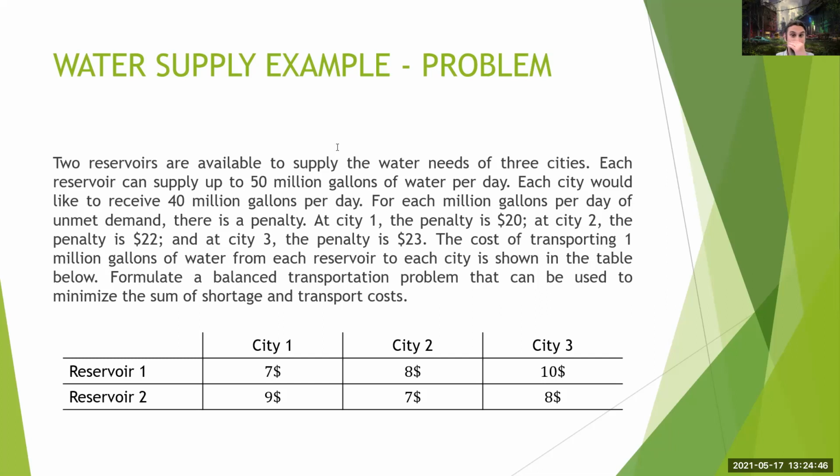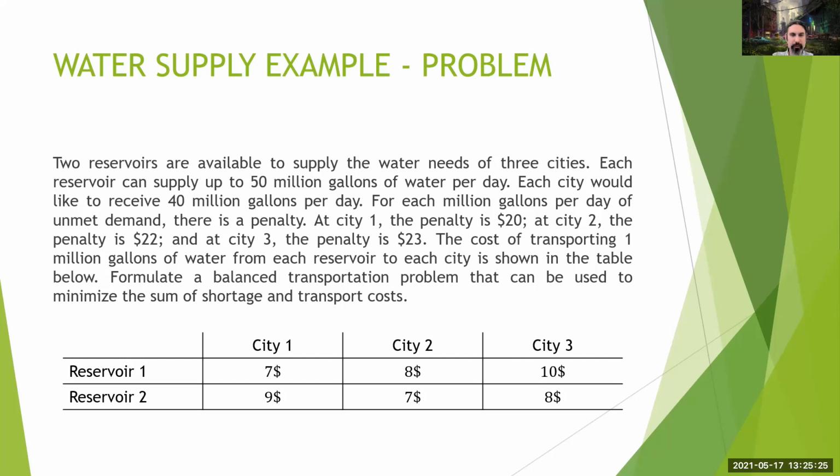Let's keep going. For each million gallons per day of unmet demand, there's a penalty. Okay, there's a shortage, hence there's a penalty. At city 1, the penalty is $20. At city 2, the penalty is 22, and at city 3, the penalty is 23. The cost of transporting 1 million gallons of water from each reservoir to each city is shown in the table. So these are the transportation costs. Just model this as a table. Okay, the costs are simple: 7, 8, 10, 9, 7, 8. We're just gonna write these just like this, and then we're gonna add the penalties in the bottom: 20, 22, and 23 with the dummy, the shortage supply.